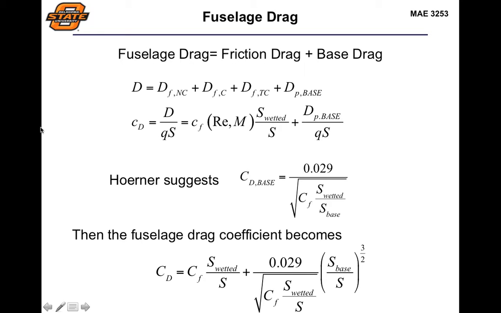Again, this previous part we've already talked about, right? That's nothing more than that wetted area relationship plus that friction drag piece right here. And again, when we normalize that and put that back in, this is the equation that we end up with.